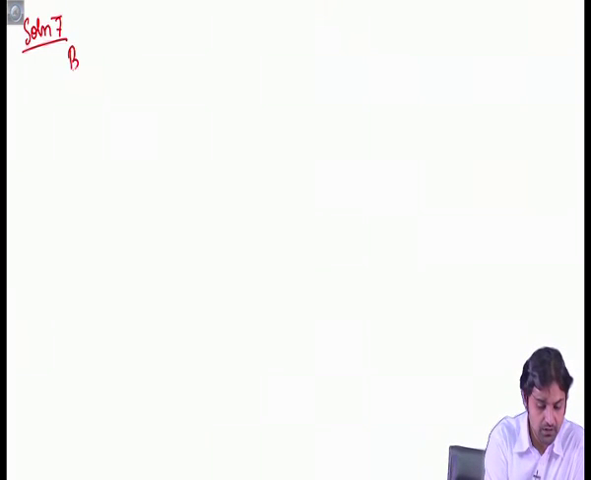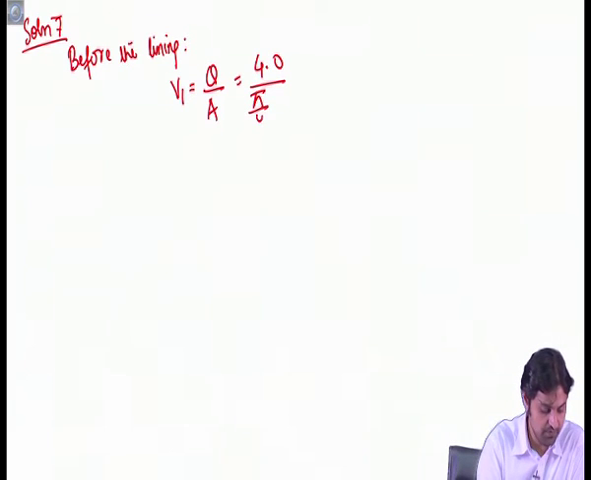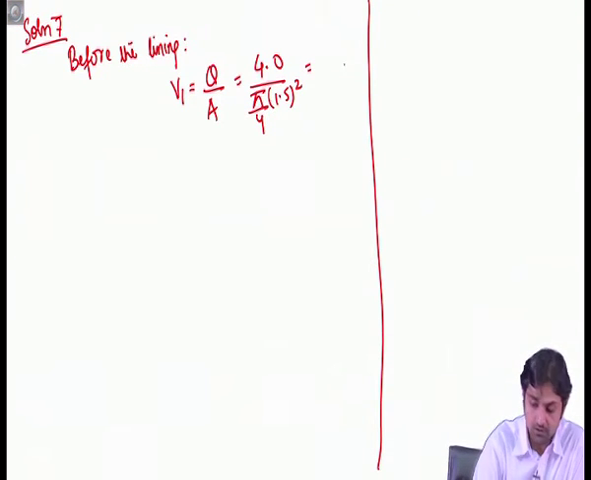So we see, before the lining, before the measure of reducing the head loss was put, V1 is going to be Q by A. Q was 4 meters cube per second, area is pi by 4 into 1.5 whole square. So this is going to be 2.264 meters per second.